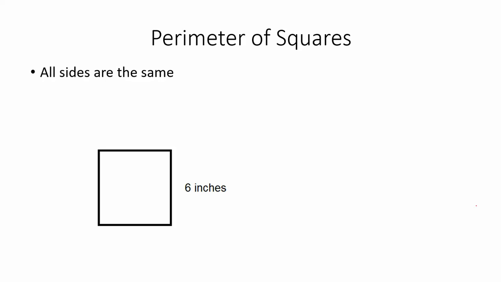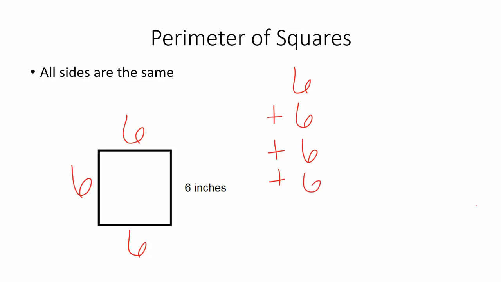Now let's find the perimeter of the same square. Again, remember that all the sides are the same, so you can label them all as 6. So all the sides are the same, so my perimeter is 6 plus 6 plus 6 plus 6. Adding those up, either in your head or on your calculator, gives you a perimeter of 24 inches.